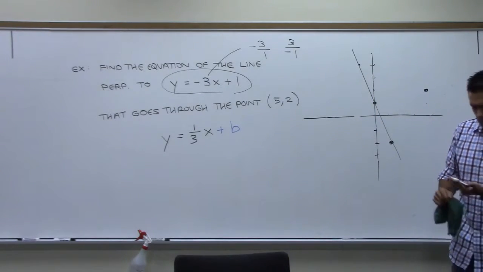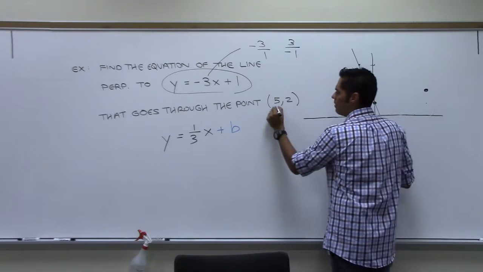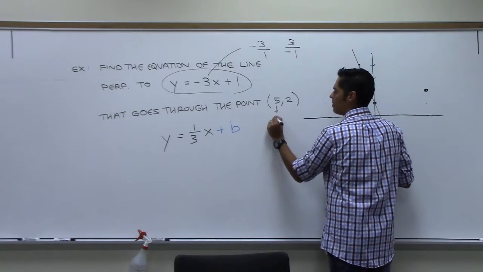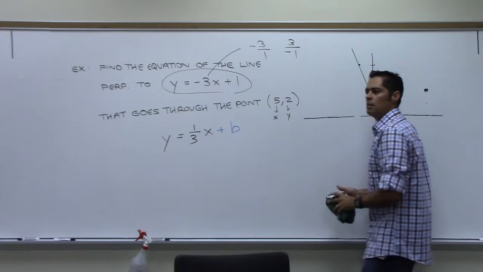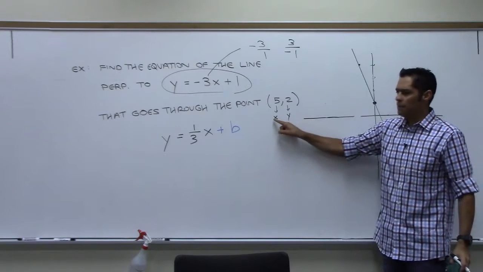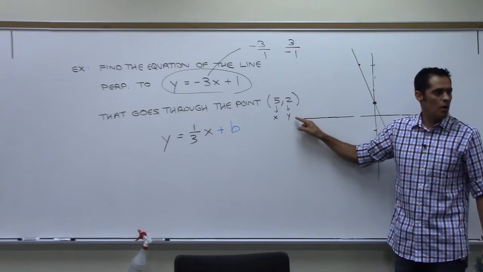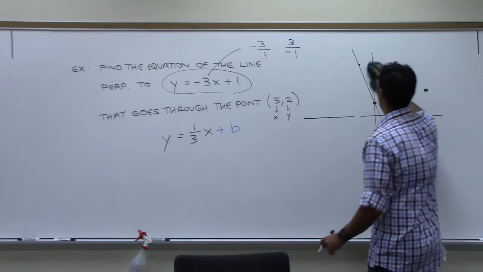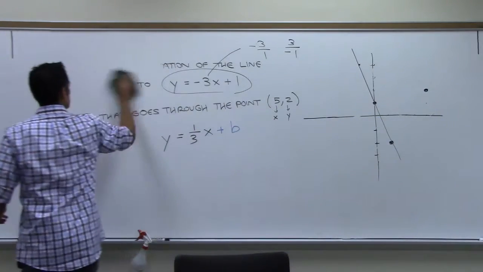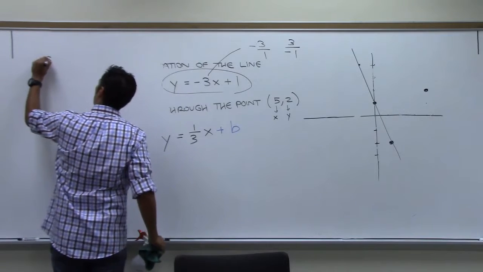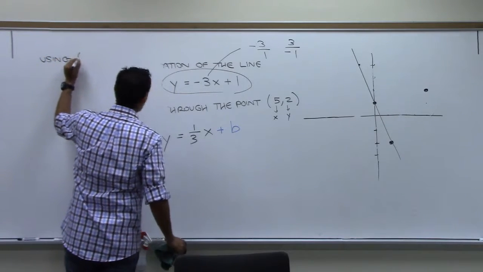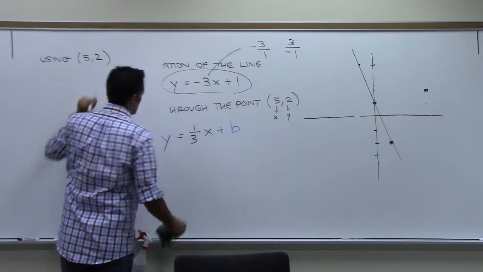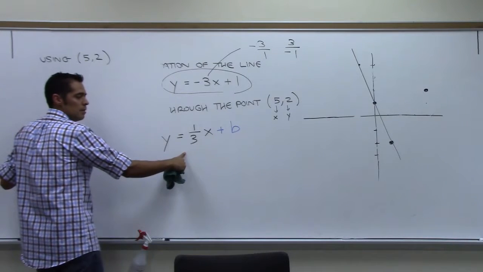And here's how it's done. Do you agree that this point represents the x and the y coordinates? It's like if you plug this in for x, this is what should get spit out for y. Yeah? Okay, so I'm going to use that. I'm going to erase it. We'll do it over here. So using the point (5, 2), I'm going to write this equation down.